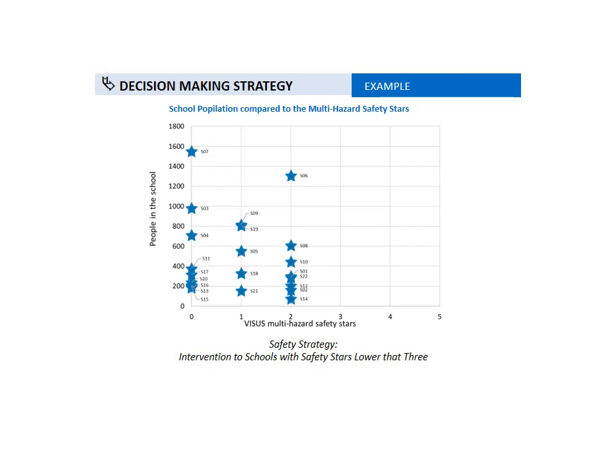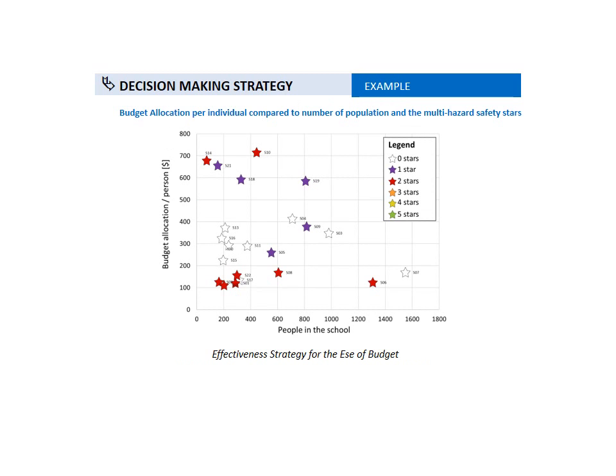On this slide, looking into the school population compared to the multi-hazard stars, we would like to start with schools that are below 3. So, for example, if you look at school S to 7s, it has only 0 stars, but the population is about 1,600. So the decision maker might want to prioritize that particular school.